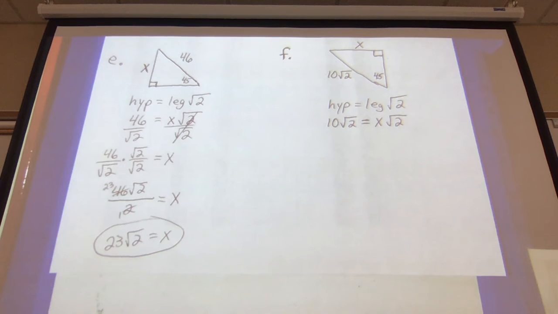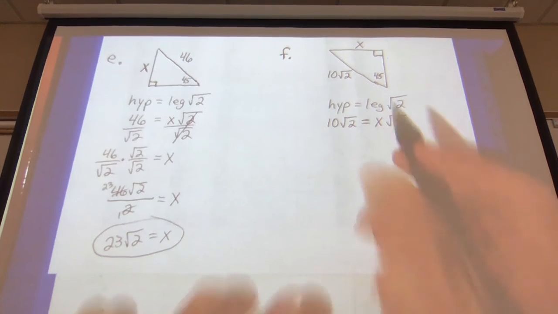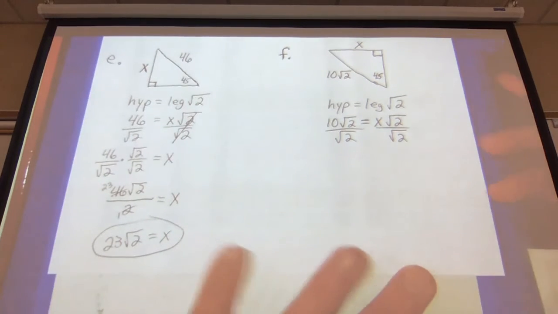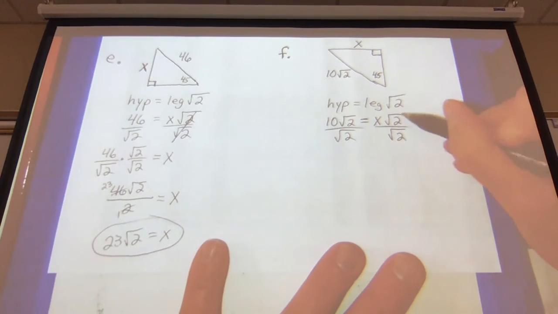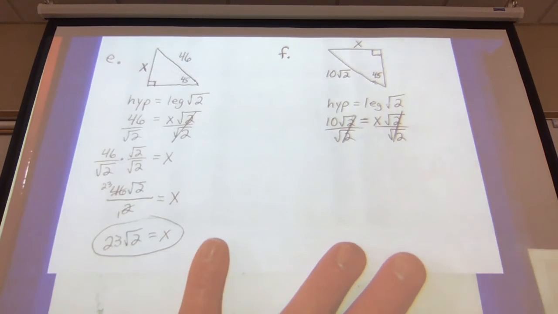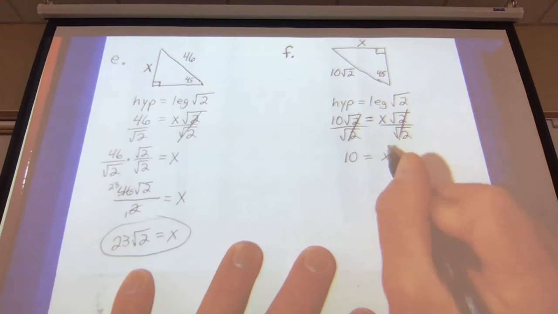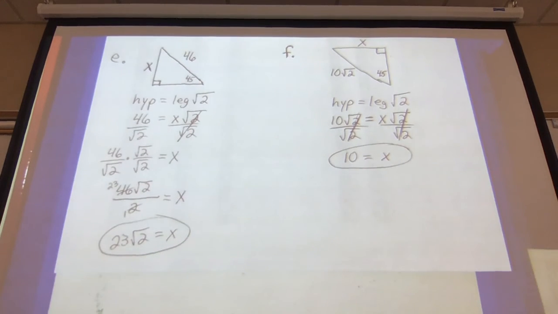To get x all by itself, what would I divide by? Square root of 2. We do that to both sides. And what's going to happen here is on both sides, the square root of 2's are going to reduce down to 1. That leaves me a 10 on the left, it leaves me an x on the right. X is going to be 10. All right, did we lose anybody on that last step?